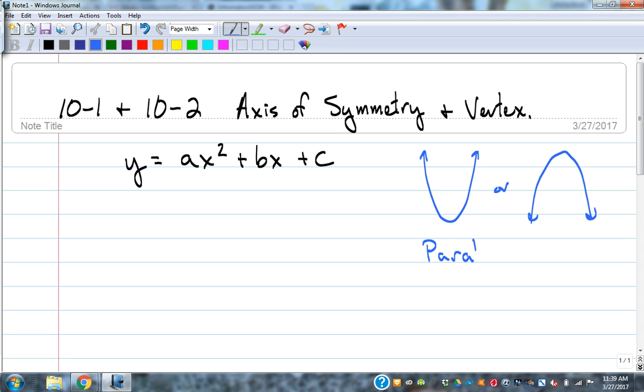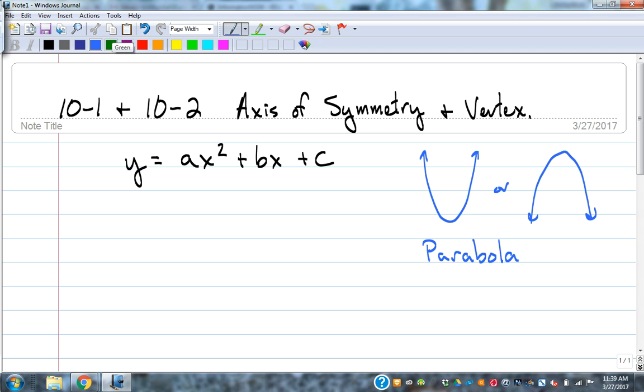It's called a parabola. Okay, and it's going to look like this eventually. When we draw the full graph, it'll look like one of those pictures. But today we're going to work on the axis of symmetry and the vertex.